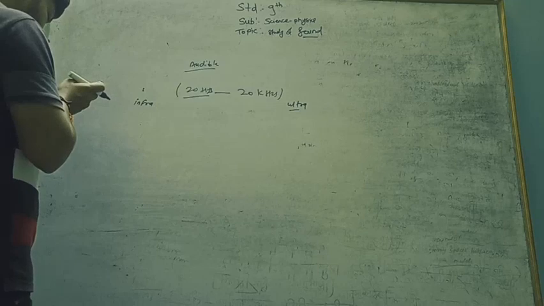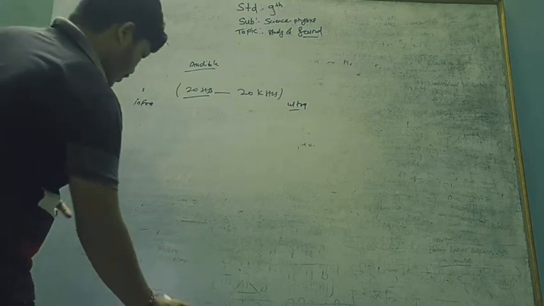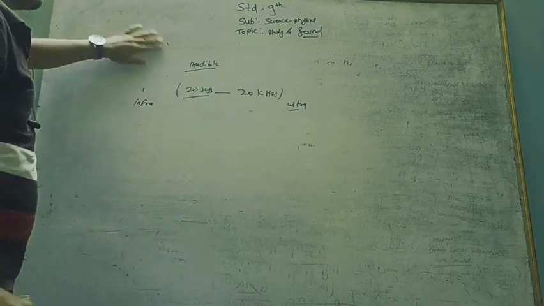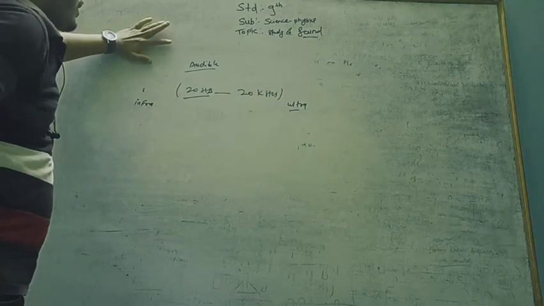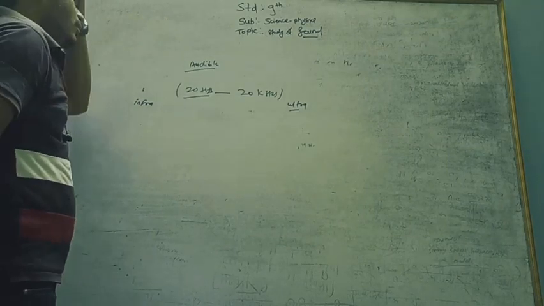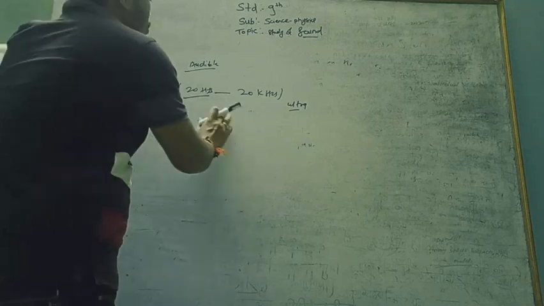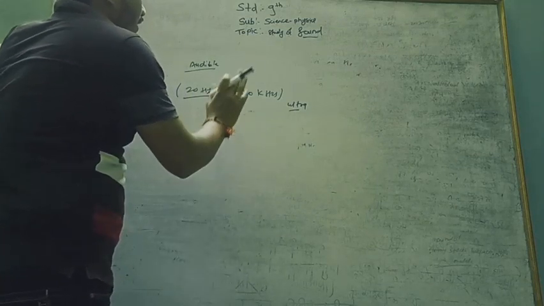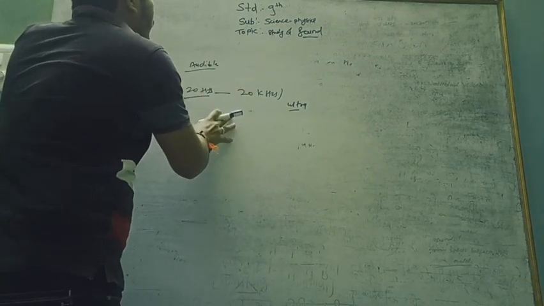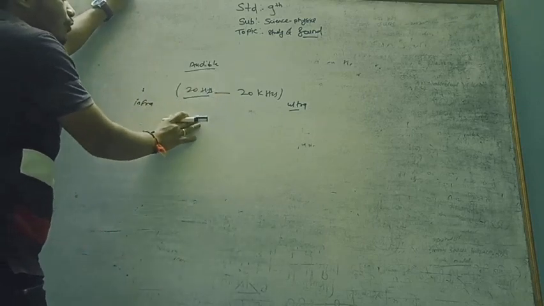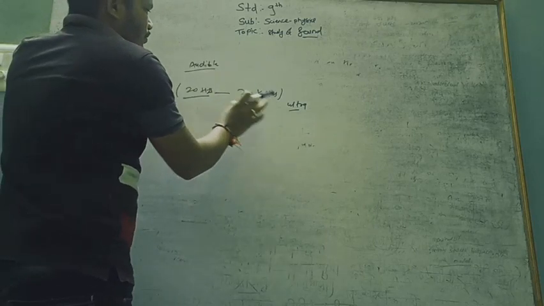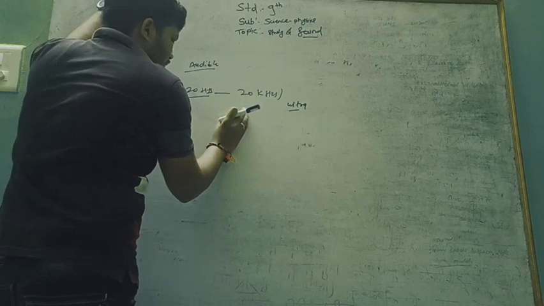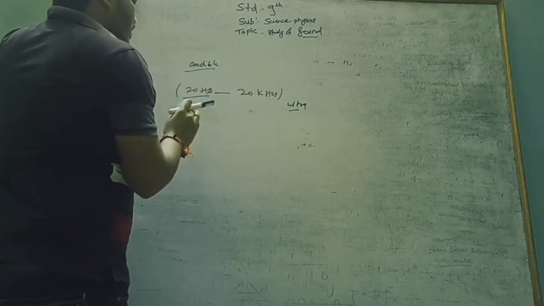Okay, now we have to see what the audible range of the sound is. Now what is the audible range of the sound? There are certain frequencies of sound. As we know, frequency is a property of sound waves, so every wave should have some specific frequency. Which type of frequency are we able to hear?